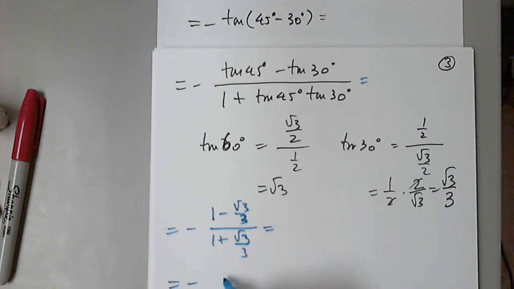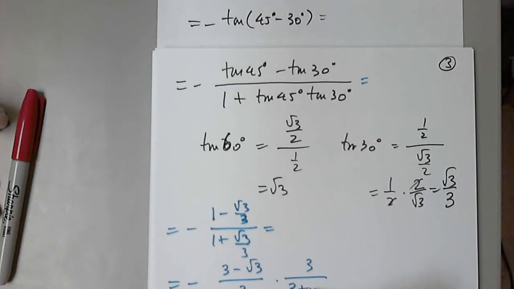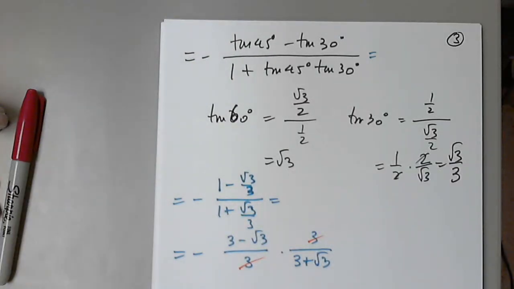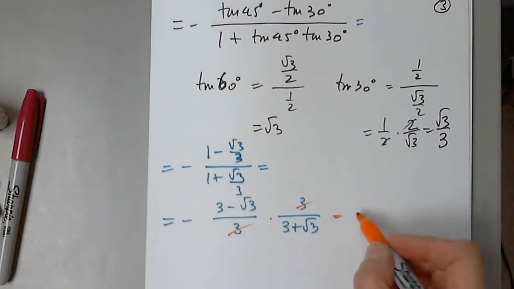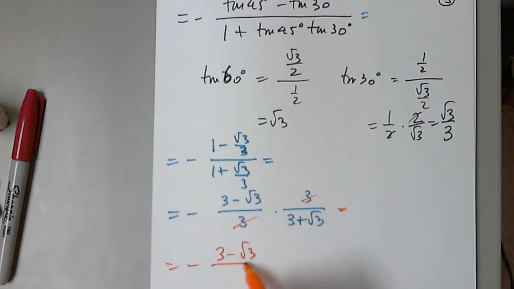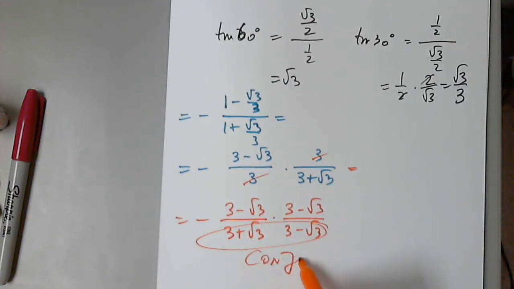So this is negative 3 minus the square root of 3 over 3 times 3 over 3 plus the square root of 3. So this is 3 plus the square root of 3 over 3, and I flipped it. And this is 3 minus the square root of 3 over 3. I'll simplify 3 with 3, but need to rationalize. It's a lot of work on something like this, so please be careful. So at this stage, I have 3 minus the square root of 3 over 3 plus the square root of 3, and I rationalize with this because I need the conjugate.